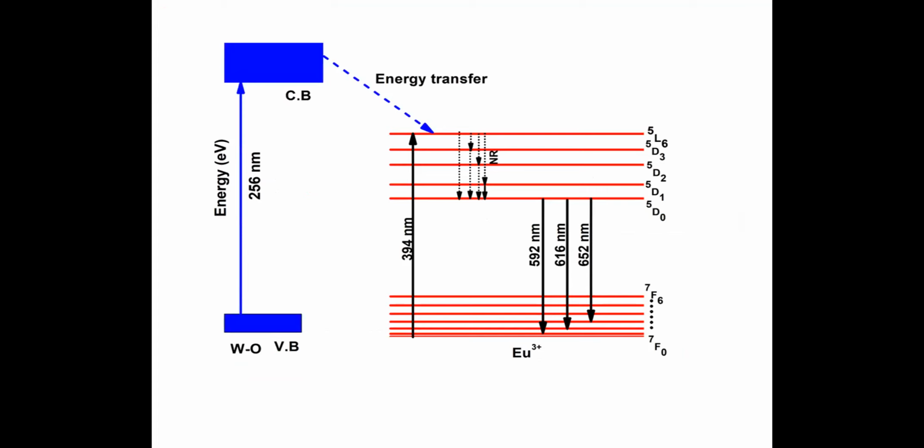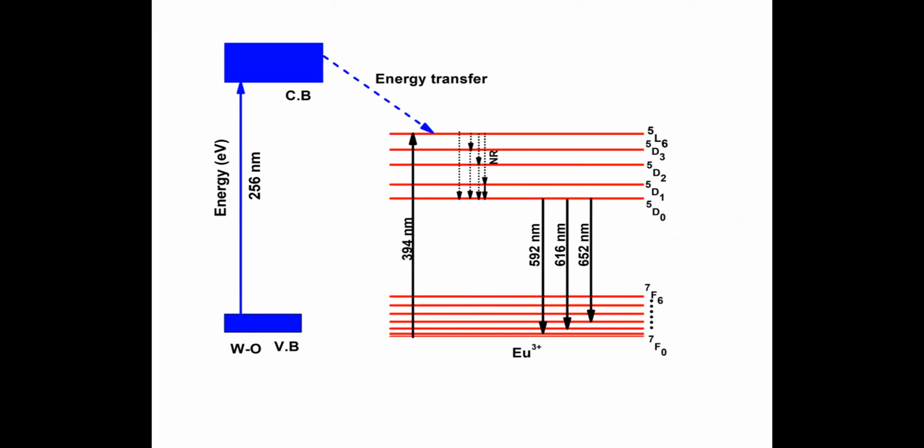The above mentioned emission process can be distinguished from this figure, that is the energy transfer diagram. Here we can see the valence band of the tungstate group, and this is the conduction band of the tungstate group. Under host excitation, that is under 256 nanometer excitation, electrons from the valence band of the WO group will get excited to the conduction band. From there, a part of the energy is transferred to the europium ion.